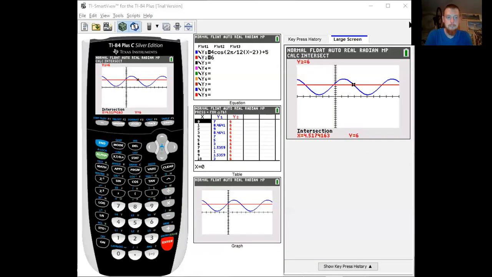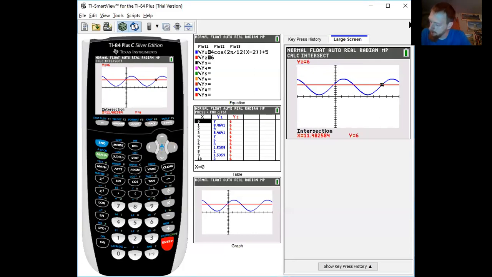See if we can find that next one. So trace. Now we want to get to where we're closer over to here. Second trace, there we go, intersect. And it'll tell you that the next time it happens is at 11.48. So that would be at 9:11. The other one would happen.